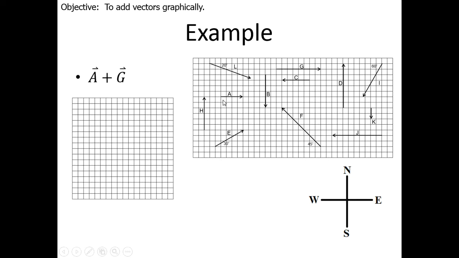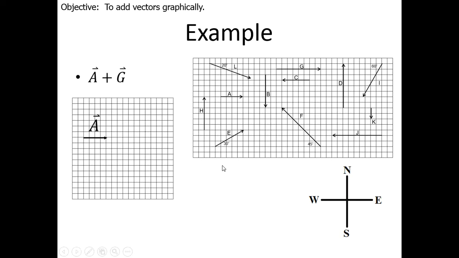Well, if I find A here, I find that it's 1, 2, 3, 4 units long, and it's pointing in that direction. G, on the other hand, is 1, 2, 3, 4, 5, 6, 7, 8 units long, and it's pointing along the same direction.